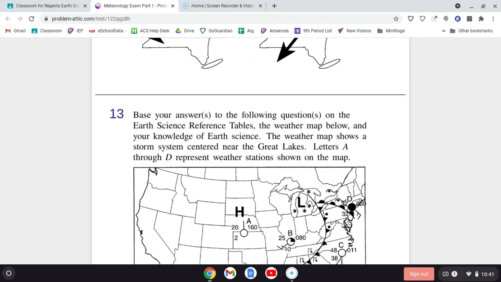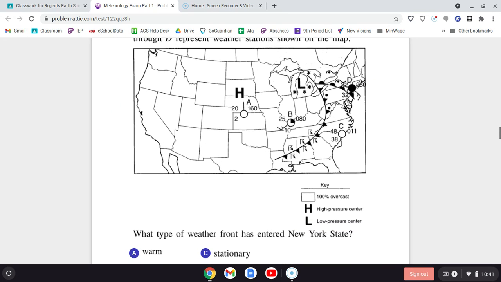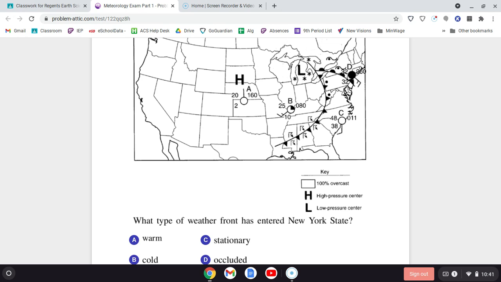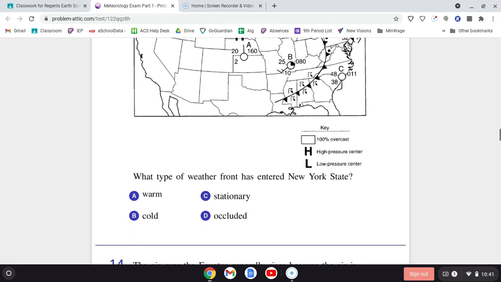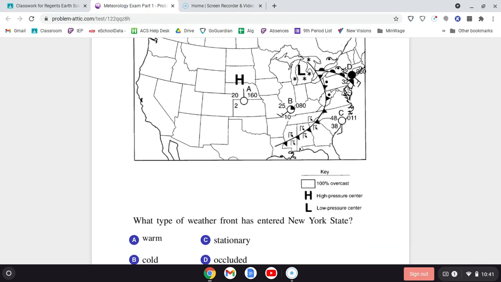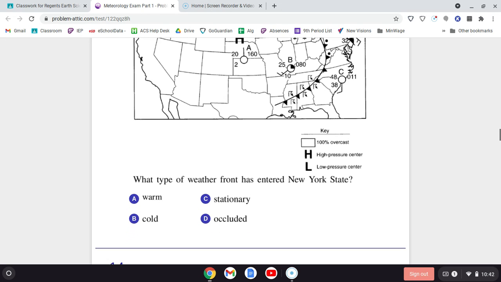Number 13. The weather map shows a storm system centered near the Great Lakes. Letters A through D represent weather stations shown on this map. What type of weather front has entered New York State? Take a peek at New York State right up there. It's either a warm or a cold front. If you can remember what those bumps are, right? And if you're not 100% sure, that's right, 13. Are you good with that one?